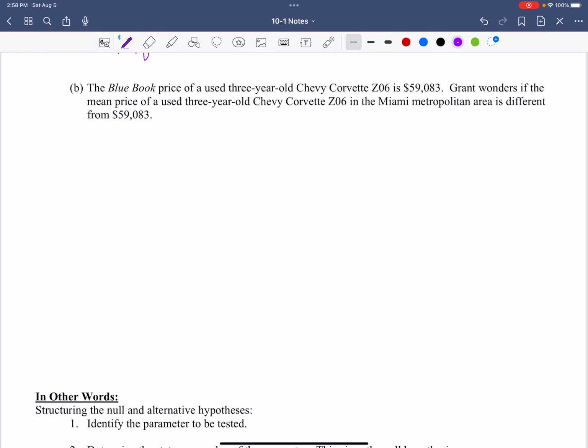All right, let's look at this one. The Blue Book price of a used 3-year-old Chevy Corvette Z06 is $59,083. Grant wonders if the mean price of a used 3-year-old Chevy Corvette Z06 in the Miami metropolitan area is different from $59,083. Okay, so this is talking about a mean. If I have a mean, and we're talking about population here, what symbol goes with mean? Mu. Good. So that's a symbol we're going to use here.